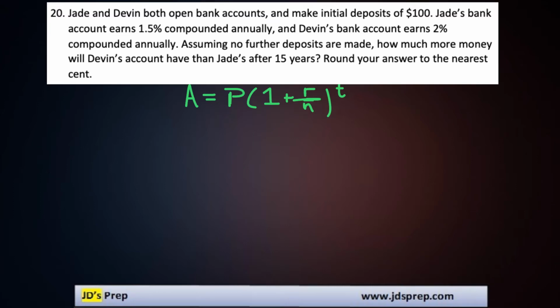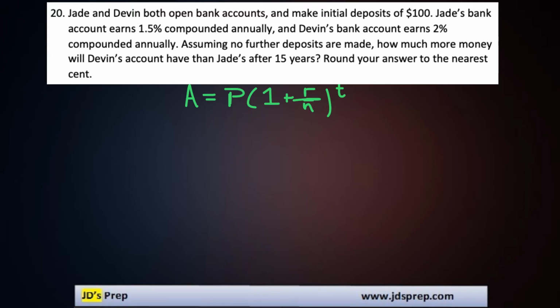Because this word problem involves compounding interest, I've gone ahead and rewritten the compound interest formula here just to remind you. Remember that A represents the final amount, P represents the principal or starting amount, R is the interest rate as a decimal, N represents the number of times the interest is applied per whatever the time period is. In this case, it would be in years. And then T represents the time.